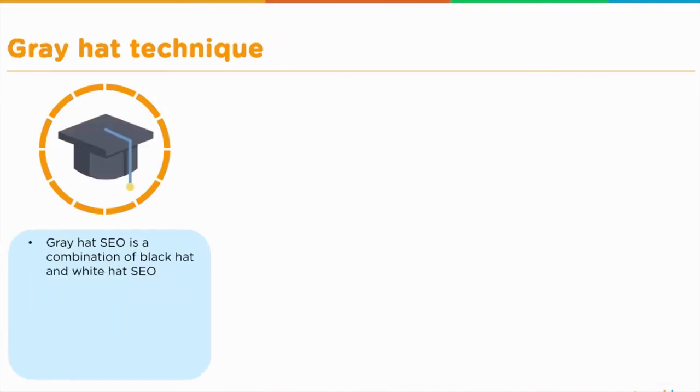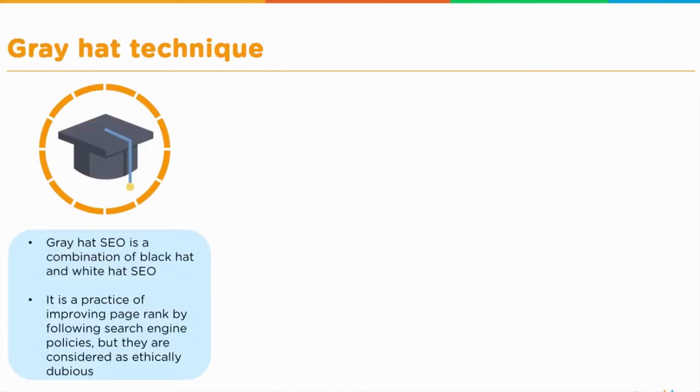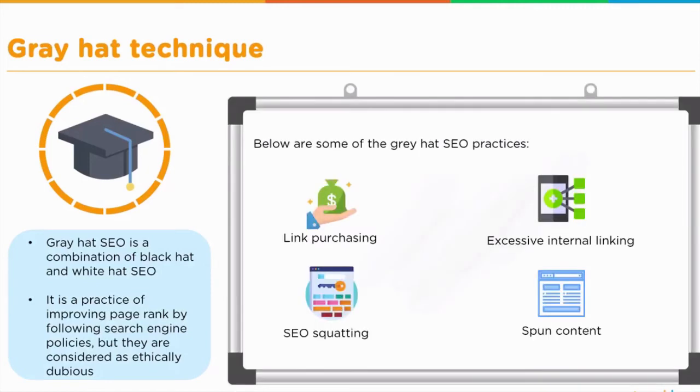Gray hat is simply a combination of black and white. It's the practice of improving by following the policies, but the methods are considered ethically dubious. What I mean by that is, you don't want to purchase links. You want links to come across naturally. You don't want to do excessive internal linking. You don't want to have a lot of links pointing to one page. It's not natural, so you want to do things that are natural. You don't want to just take content from another site and claim it as your own. You want to create a good experience for the user, because if it's for the end user, which it is, then generally it's going to be good for the search engines.